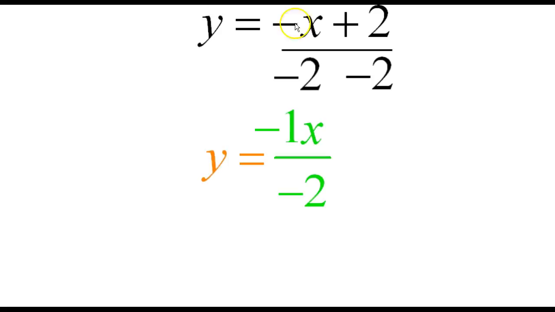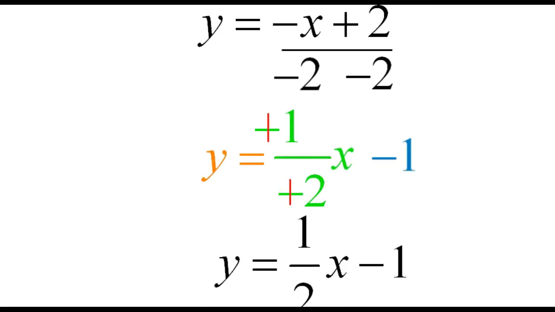Since this was a negative up here, I made this a -1. Same thing, and this is 2 over -2. So we can simplify quite a bit. We have a negative over a negative, which simplifies, and 2 divided by -2 is -1. I'm going to move that x out of there. Then -1 over -2 equals positive. So we have positive 1/2 x minus 1.